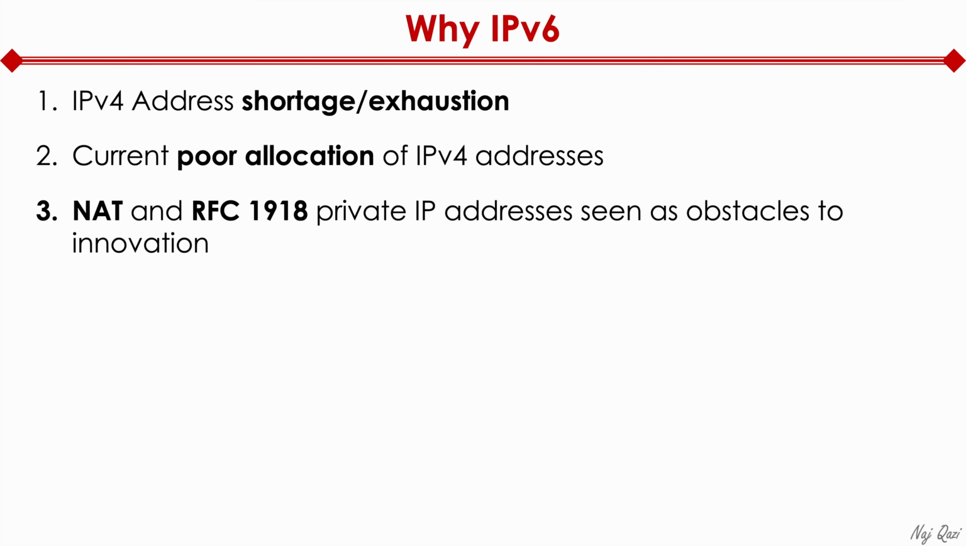Another element that is important to consider is things like network address translation, which I talked about in one of my videos, and RFC 1918 private IP addresses, which is basically a private IP address range you can use within your LAN, but you cannot route these IPs over your WAN. These two technologies, private IP addressing and NAT, are considered to hinder innovation because everything in the networking stack has to be built around these two technologies.